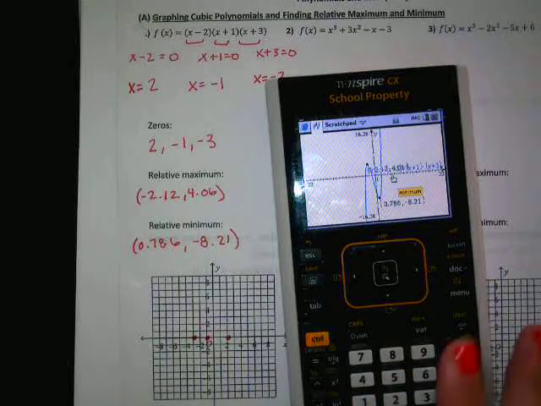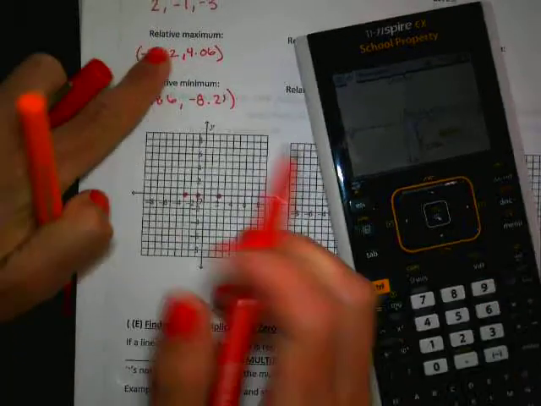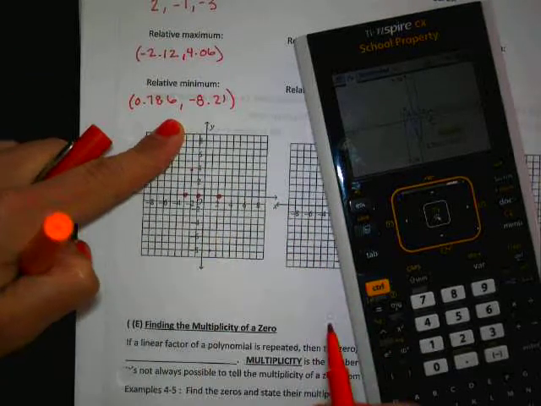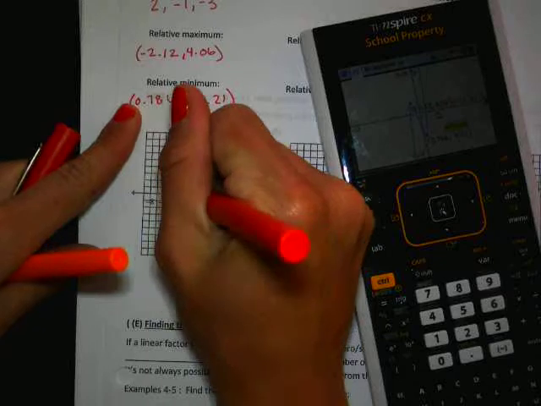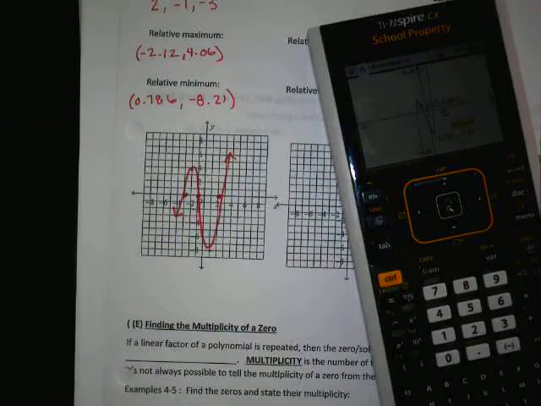On your graph, it doesn't have to be exact. I know that my max will go up here to about 4-ish, and I know my min will be down here at -8. So it doesn't have to be exact. But sketch it as best you can.